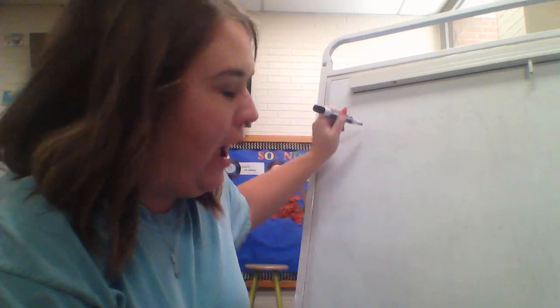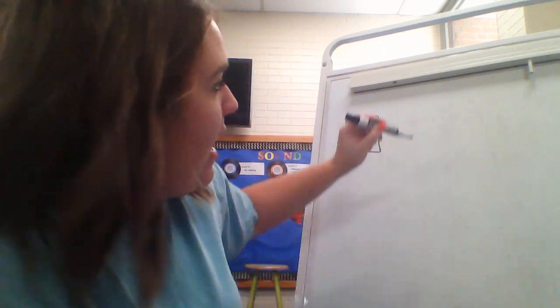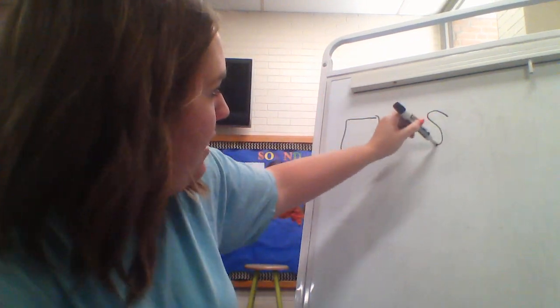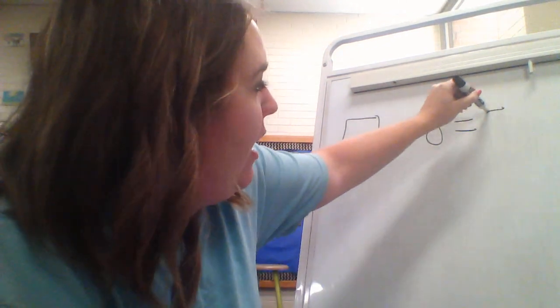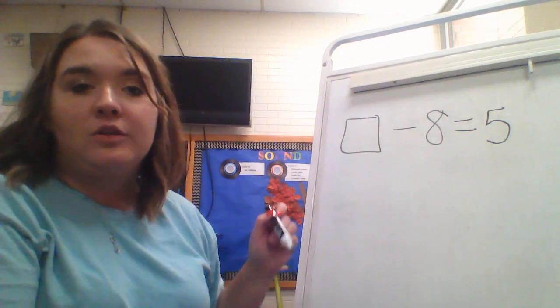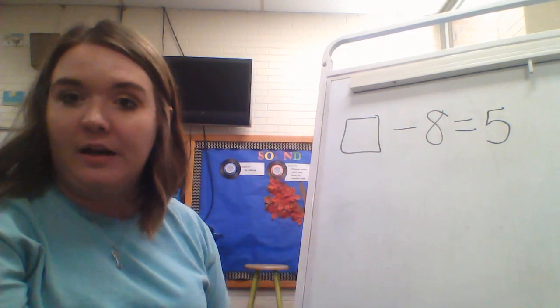Okay, we have some birds at the feeder. Then 8 fly away. Fly away is take away. 8 equals now 5 birds are at the feeder. Okay, so we don't know what number we're supposed to be starting with. That's the number we're trying to find.